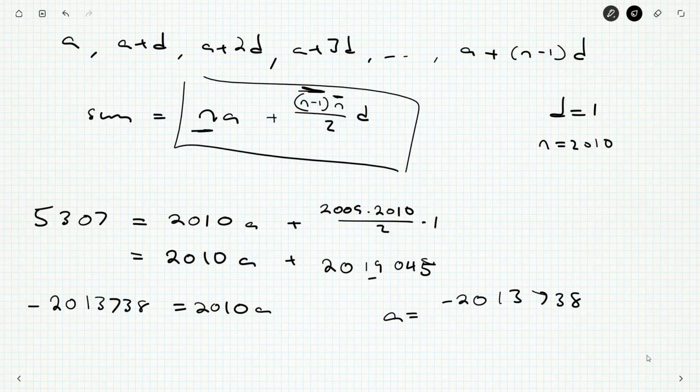2,013,739. For a second there I thought, why did the 9 change to a 3? But that's because I added on 5,000. Okay. So that divided by 2010. I'm going to leave it like that. I don't really see how having a decimal is going to help me there.